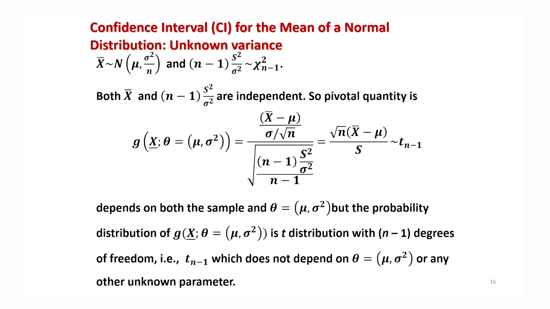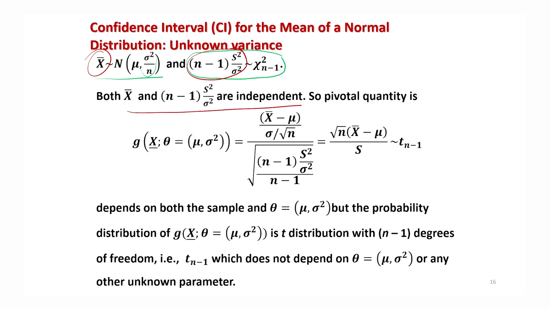Now we know that x bar will follow a normal distribution with mean mu and variance sigma square upon n, and we have one more result: n minus 1 s square upon sigma square will follow a chi-square distribution with n minus 1 degrees of freedom, right? So both these random variables, x bar and n minus 1 s square upon sigma square, are independently distributed.